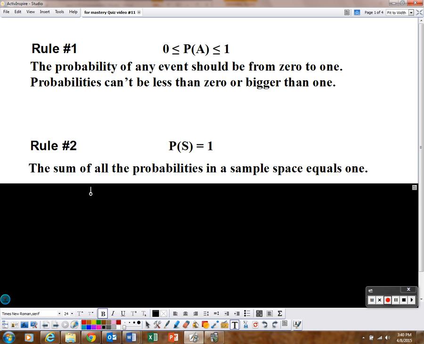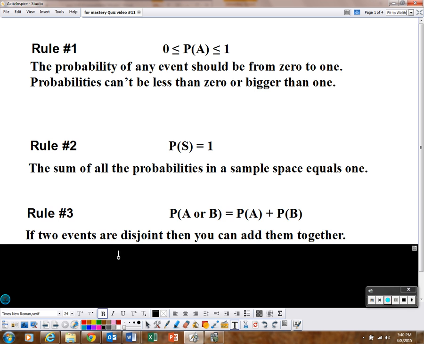Rule number 2 looks like that. It states that the sum of all the probabilities in a sample space equals 1. So if you take all of the situations that could happen and their probabilities, if you add them up, they must add up to 1. Rule number 3.